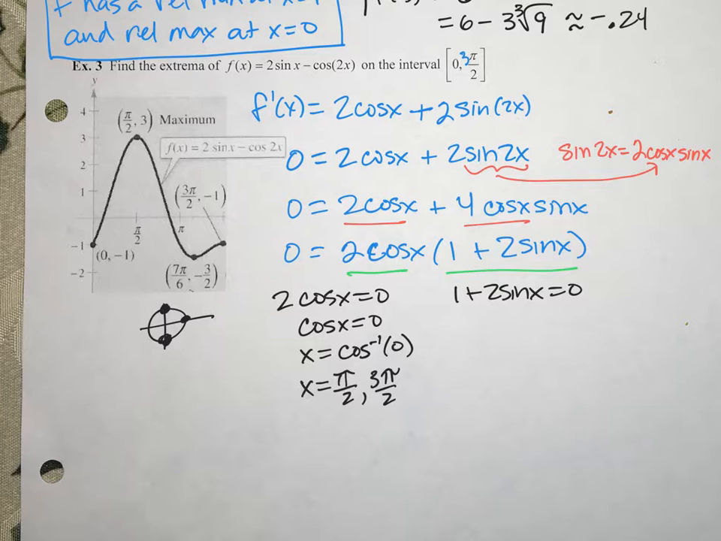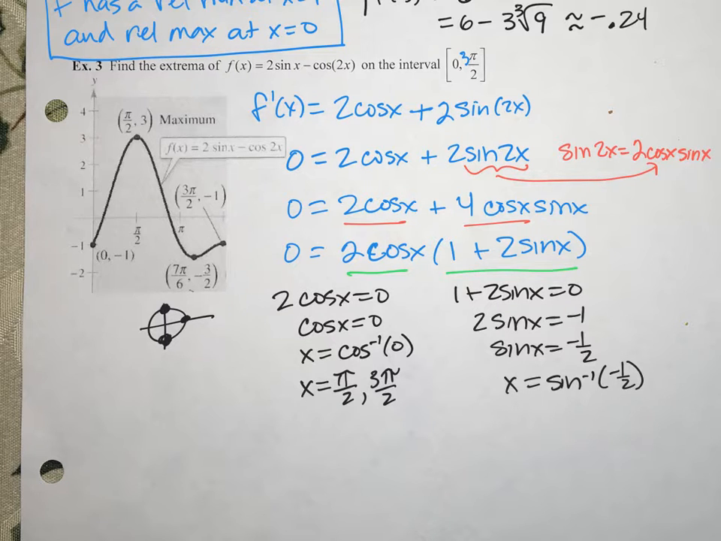Okay, let's look at our other factor, set equal to 0. Let's solve that one for x. So I'm going to start by subtracting 1 from both sides. So we'd have 2 sine x is equal to negative 1. I'm going to divide both sides by 2, and we'd have sine x is equal to negative 1/2. So x would be equal to sine inverse of negative 1/2.